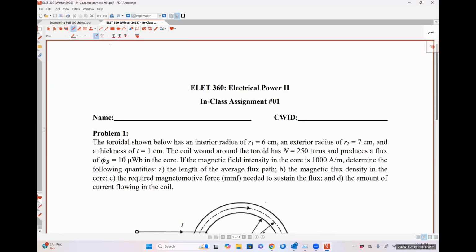All right, so in this first problem, we have something very similar, in shape at least, to what we dealt with at the end of our last class meeting, okay?